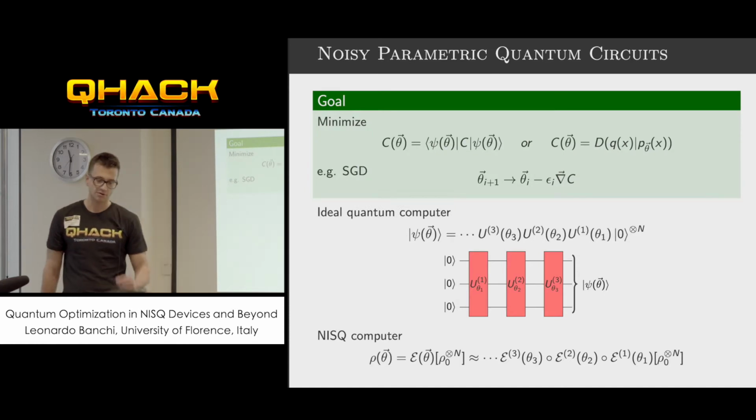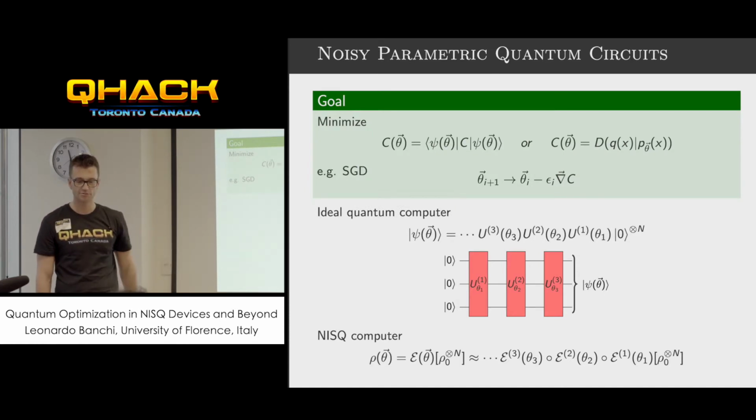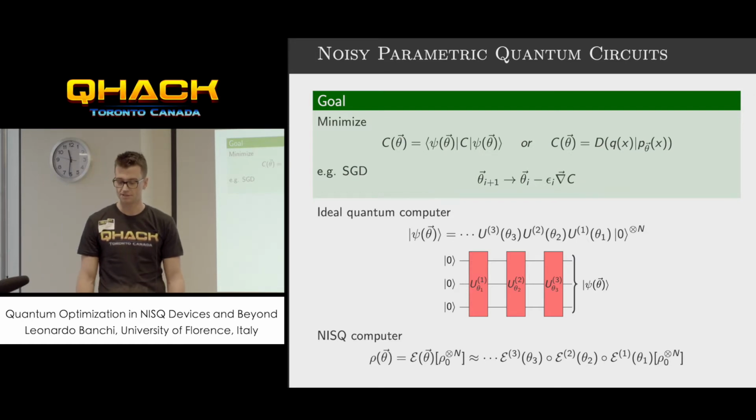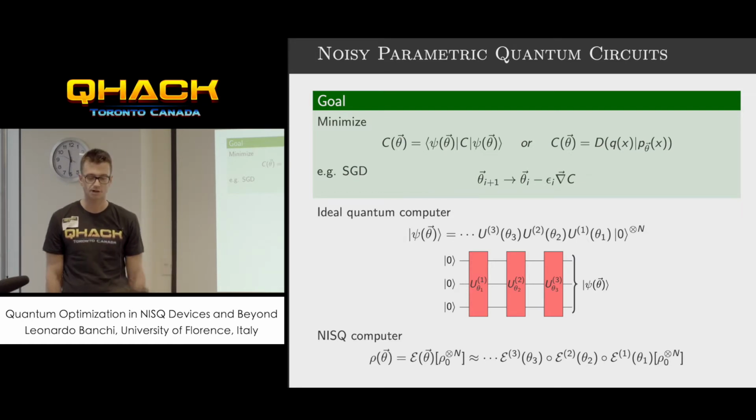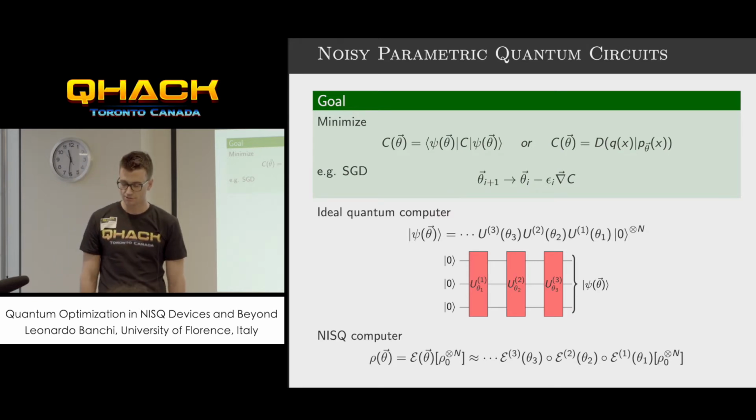Our goal is to minimize the cost function, which is either the expectation value of some operator with respect to a parametric state, or some distance between probability distributions, or some other quantity that we can calculate. We can use stochastic gradient descent for the optimization.